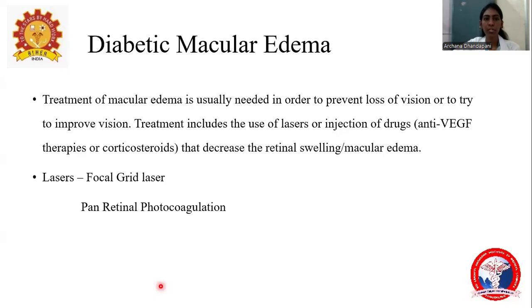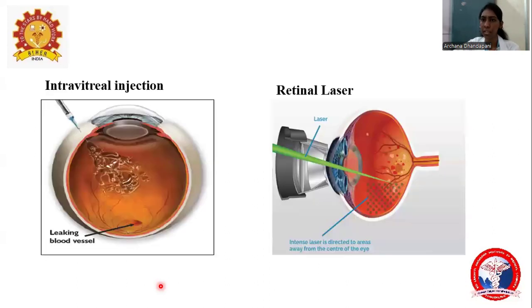So lasers, we can use focal grid laser or pan-retinal photocoagulation. Focal laser we can use for non-center involving macular edema, where the site of leakage is away from the fovea, and it can be dealt with the laser, and it can be easily seen in FFA. After doing FFA, identify the site of leak and do a focal laser around the site of leak alone, not the whole retina. So intravitreal injection is given with a 1 ml syringe through the pars plana route into the vitreous cavity. It will be of 0.05 ml.